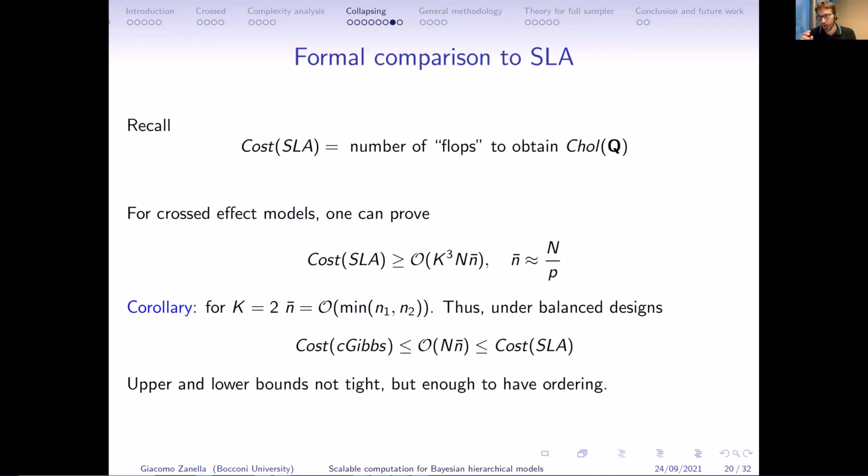So if you ignore T aux in the maximum for the upper bound of collapsed Gibbs, you get exactly order capital N times m bar. So this bound in the middle is not tight. Typically collapsed Gibbs is much faster than this, and SLA is much slower than this, at least for random designs, but it's enough to differentiate the two. So there are a bit of theoretical arguments here to compare the two.